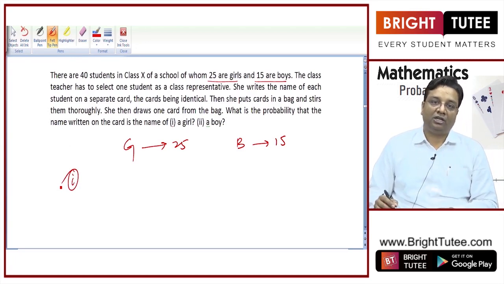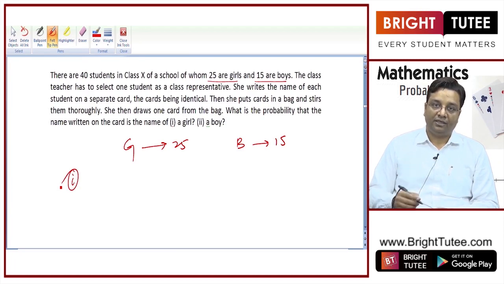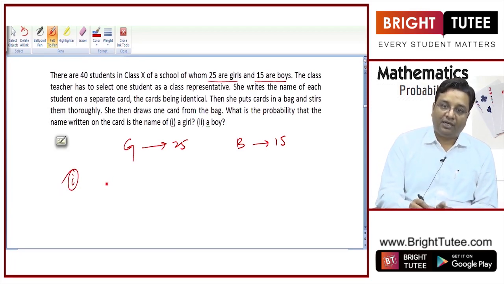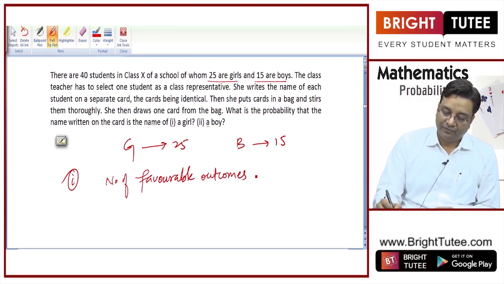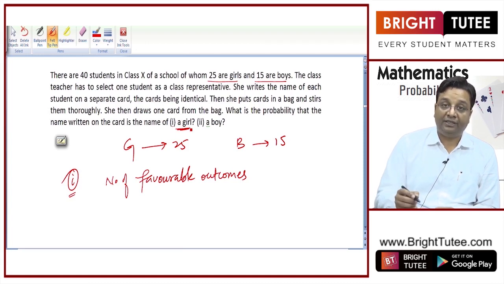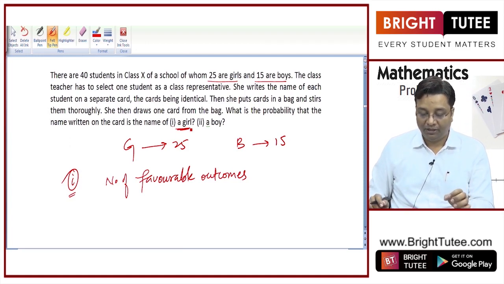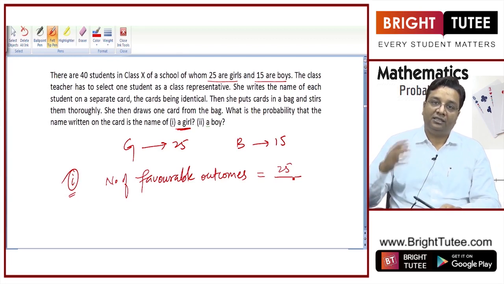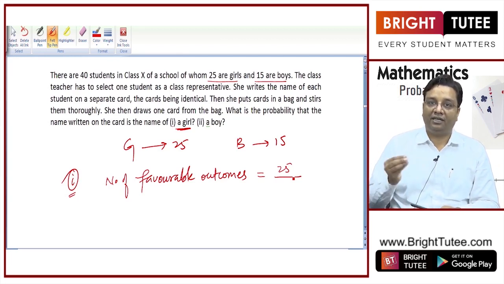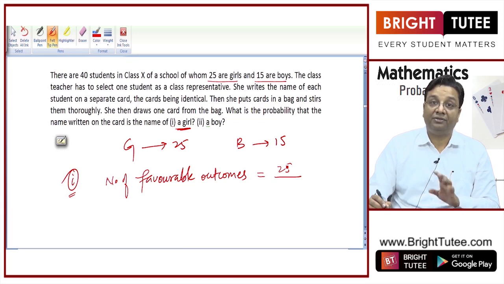So, what is the total number of cards in that bag? 25 plus 15, 40, right. And what is the number of favorable cards, or outcomes? We are talking about part 1 here, when we need to see what is the probability of getting a card in the name of a girl. The number of favorable outcomes will be 25, because out of those 40 cards, there are 25 cards on which the name of a girl is written. So, these are 25 favorable outcomes.